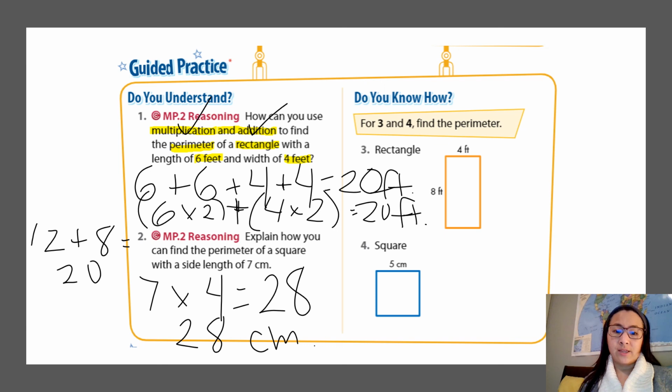So you go ahead and pause the video if you need to and solve number 3. Think about the reasoning we used for solving number 2 and apply that to figure out the perimeter for the square that has one side that's 5 centimeters. So pause it and write that down now, and don't forget the labels.